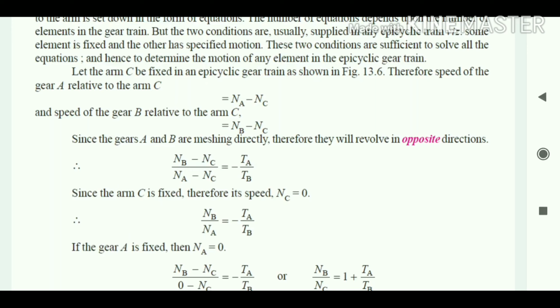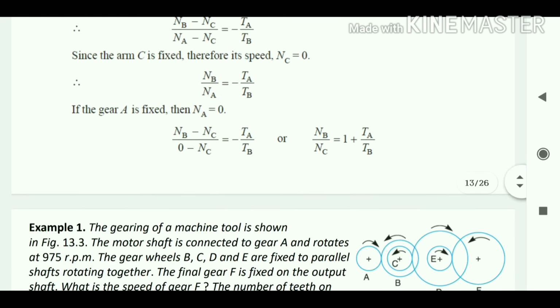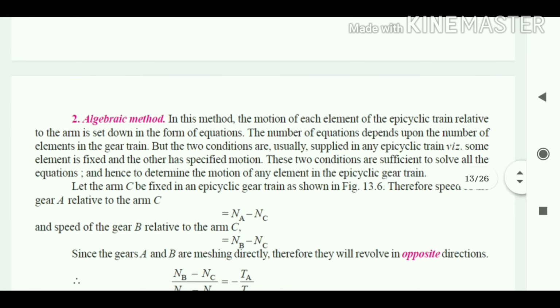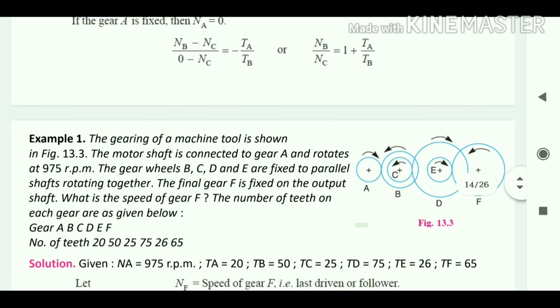So here, since the arm C is fixed, the speed NC is equal to 0, so NB by NA is equal to minus TA by TB. And if gear A is fixed, then NA is equal to 0, and this is put in the formula, and accordingly the speed or number of teeth of any one unknown gear in the gear train can be calculated. These are the two procedures which are followed for the analysis of the epicyclic gear train.